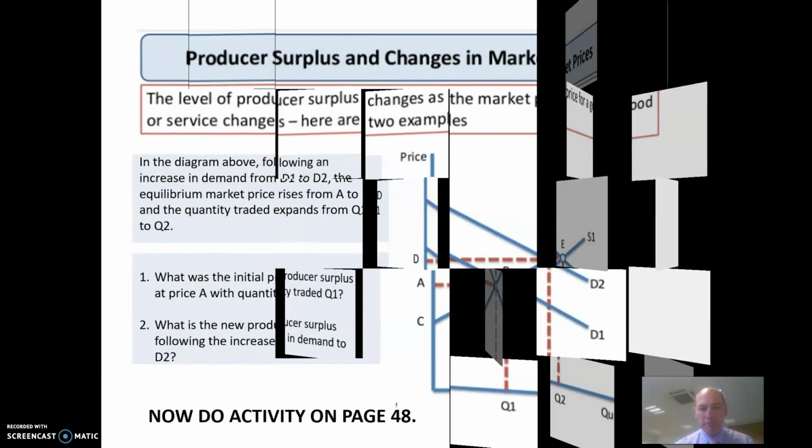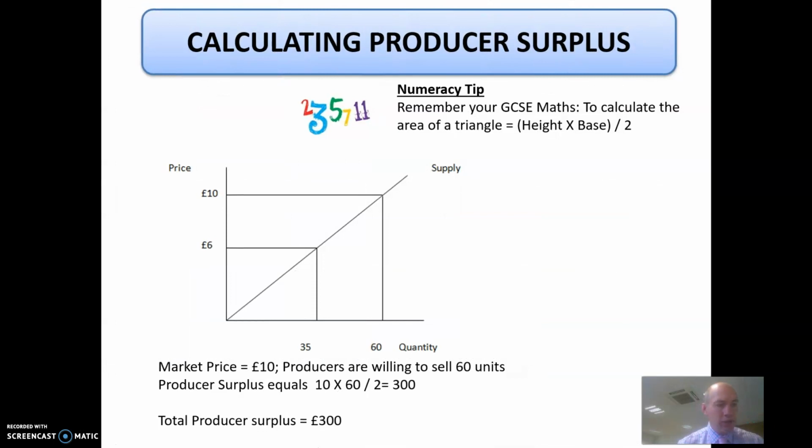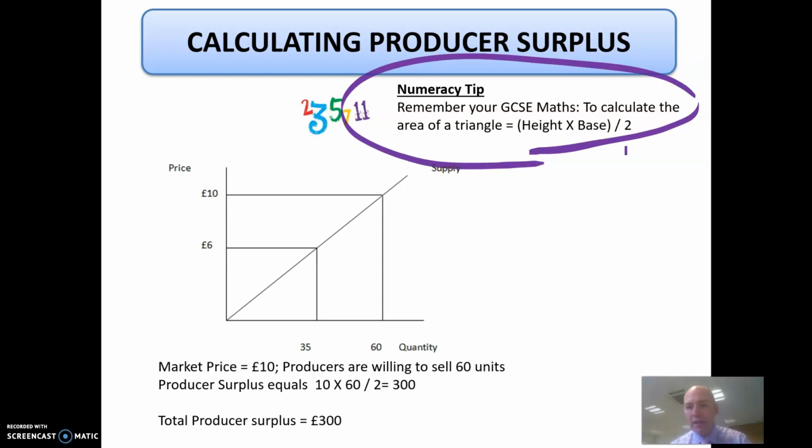Okay, let's push on. A couple of activities for you to do on page 48. Read the scenario, have a go at the question. I will press pause. You should have an answer within 90 seconds. Okay, just in terms of calculating producer surplus, remember we've still got a triangle. So again, the tip, what do we have to learn? Make sure that you can calculate it. To calculate producer surplus, it is going to be height times base divided by 2.